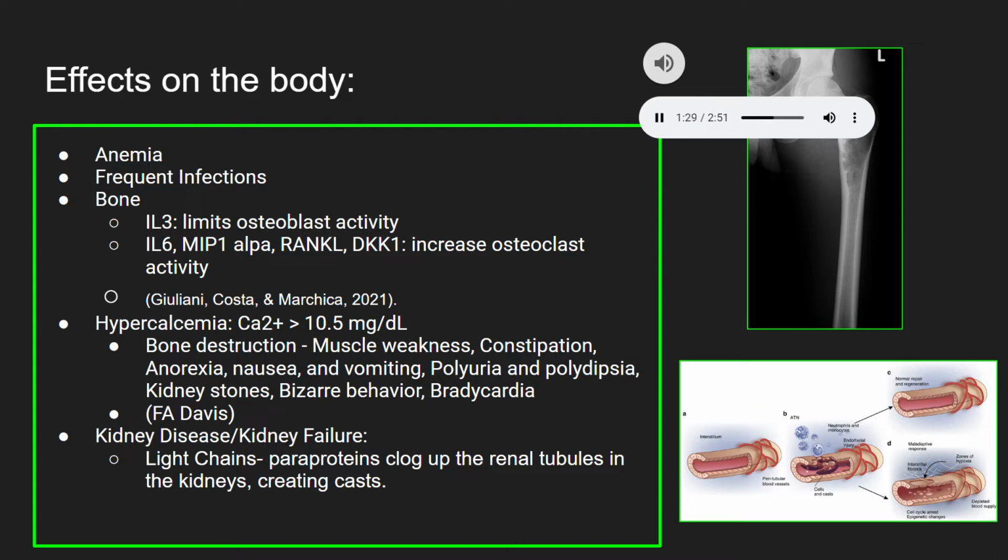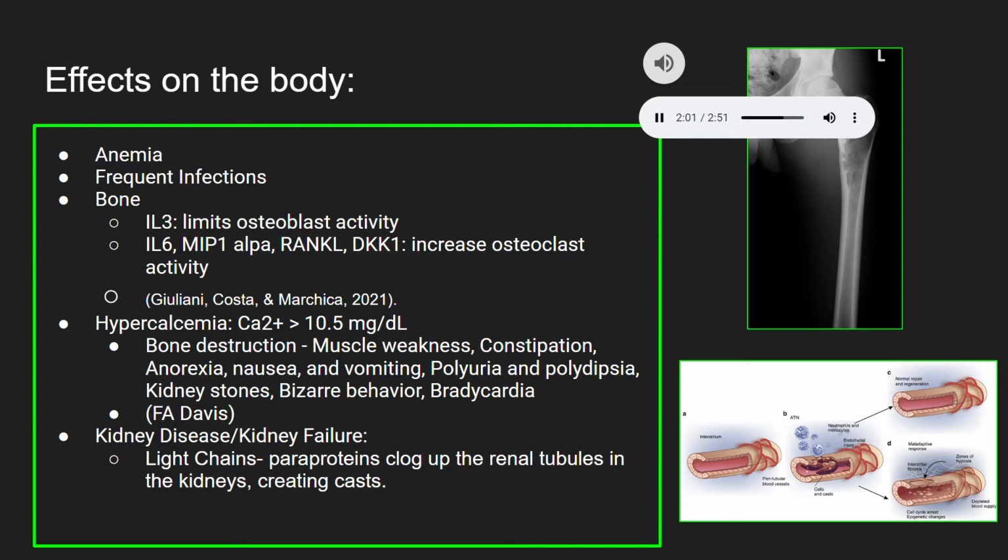The next effect is hypercalcemia, and this is when there's an increase of calcium in the bloodstream. This is caused by the bone destruction. Calcium is stored in the bones, and when bones are destroyed, this calcium leaks into the bloodstream. This is very dangerous because hypercalcemia can cause muscle weakness, constipation, anorexia, nausea, increased urination, kidney stones, bizarre behavior, and bradycardia, which is slow heart rate.